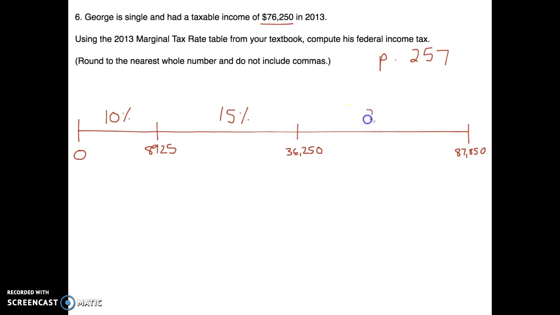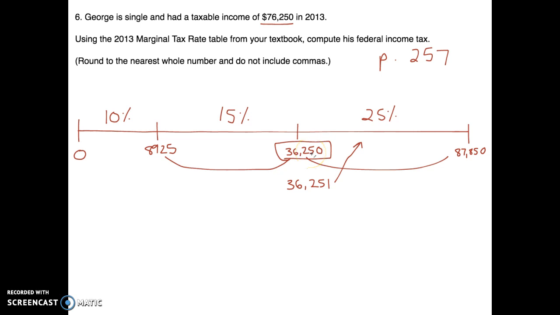So if you make in this range, you'd pay 25%. But what happens is you only have to pay 10% up to this 8,925, and then all the money in between this you'd pay 15% on, and then this is the amount you'd pay 25% on. Because if you think about it, let's look at this 36,250. Let's say your taxable income was 36,251. It's not fair that you're going to have to pay 25% when you only made $1 more.